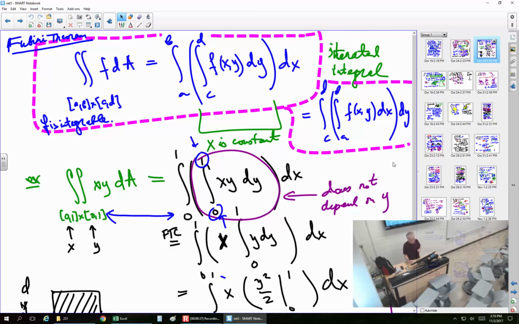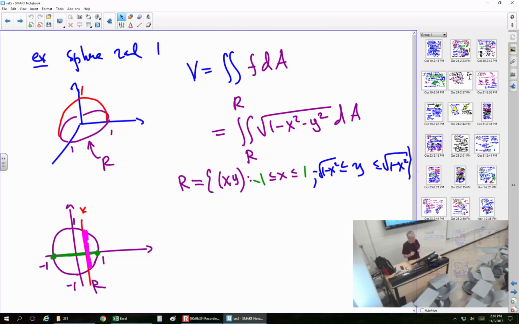And now the actual complexity is not with the function, but rather with the region. Setting up those limits is frequently the main challenge. So we did solve that problem here.